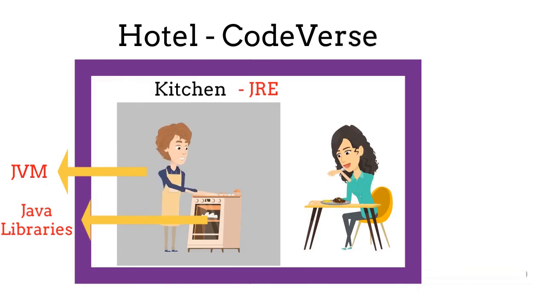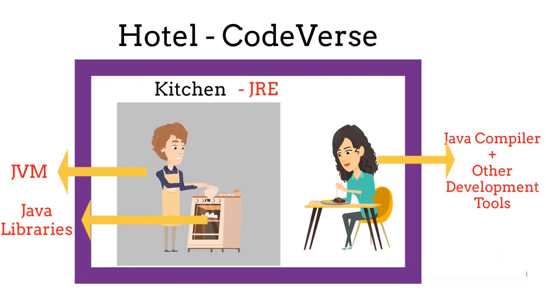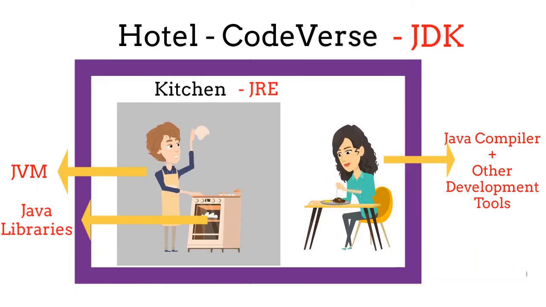Apart from JRE, what we need is a compiler and other development tools for running a Java program. So JRE plus development tools like the Java compiler is called the Java Development Kit, that is JDK. JDK has everything which we require to write and execute a program in Java. JDK is similar to our entire hotel, which has a kitchen and chef inside it.